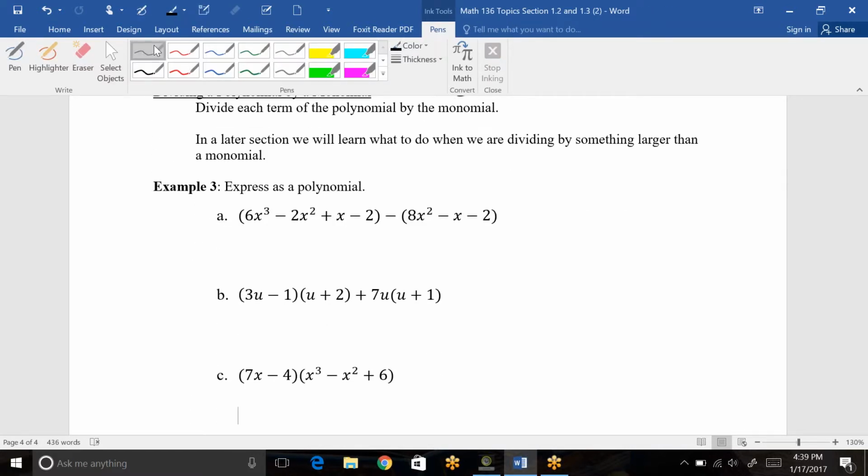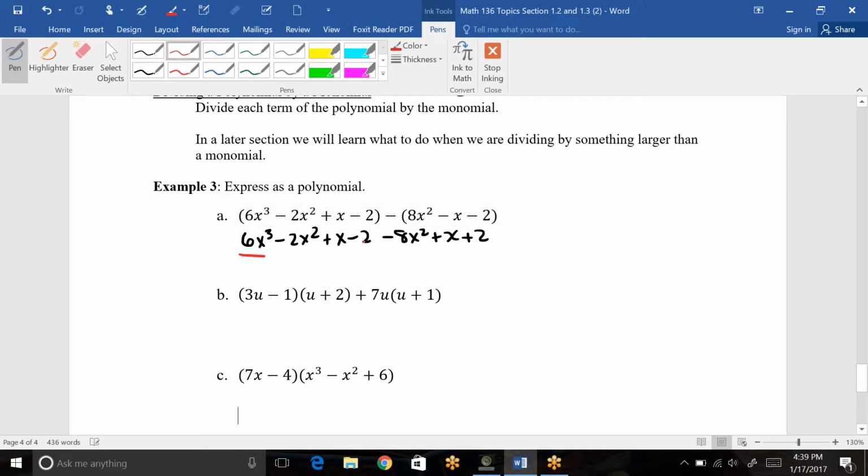This first one is a subtraction case. We are going to change that to the opposite, so we're going to distribute that negative to that second parentheses. So this would be negative 8x squared. Negative times negative would be positive x. Negative times negative would be positive 2.